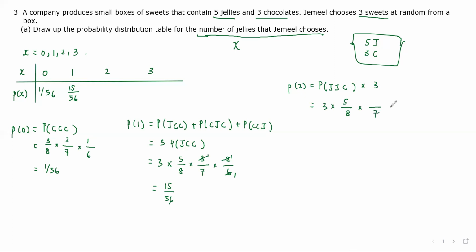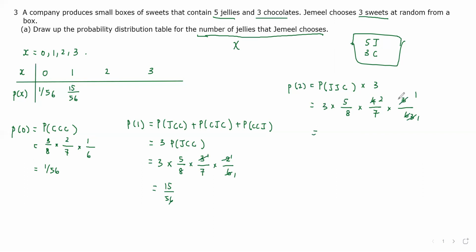And then you have 7 left and 6 left in the box. The second is a jelly. You have chosen 1 jelly, so there are 4 left in the box. And the third one is a chocolate. There are 3 chocolates in the box. So that becomes a 2, and that becomes a 3, that becomes a 1.